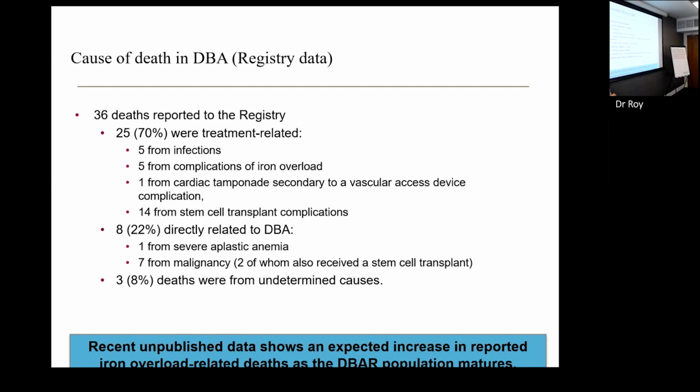And all of that free iron in a thalassemia patient gets bound to the transferrin receptors inside the bone marrow erythroblasts. Whereas in a DBA, there's nothing in the bone marrow. So that free iron just goes straight into the liver and the heart.